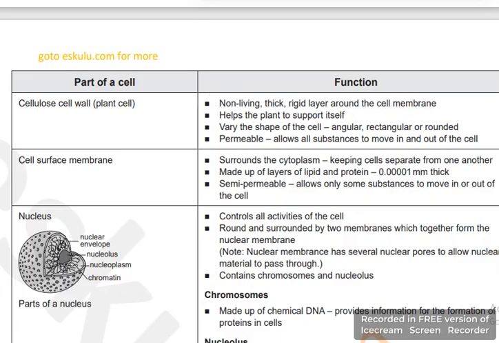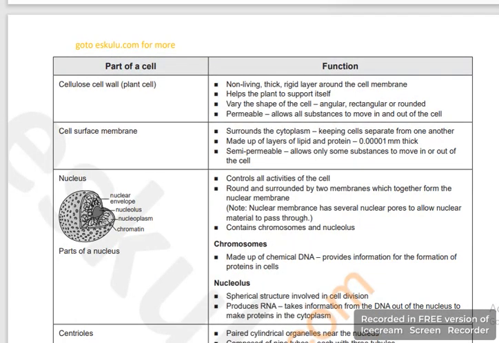We have the part known as the cellulose or the cell wall for the plant cell, because this one is not found in the animal cell. What is its function? Please let us take note of this. The function of the cellulose or the cell wall: number one, it is non-living. It is a thick, rigid layer around the cell membrane.